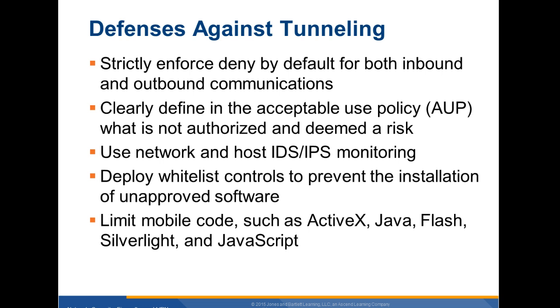Some of the defenses against tunneling: strictly enforce deny by default for both inbound and outbound communications. Clearly define in the acceptable use policy what is not authorized and deemed a risk. Use network and host IDS/IPS monitoring. Deploy whitelist controls to prevent the installation of unapproved software, and limit mobile code such as ActiveX, Java, Flash, Silverlight, and JavaScript, which is not always easy to do, but you need to try and limit it as much as possible.